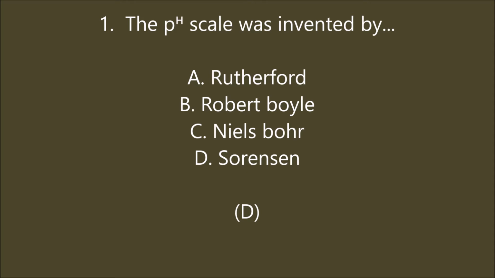The pH scale was invented by Rutherford, Robert Boyle, Niels Bohr, Sorensen. D is the right answer, that means Sorensen. Sorensen invented the pH scale. Next question.